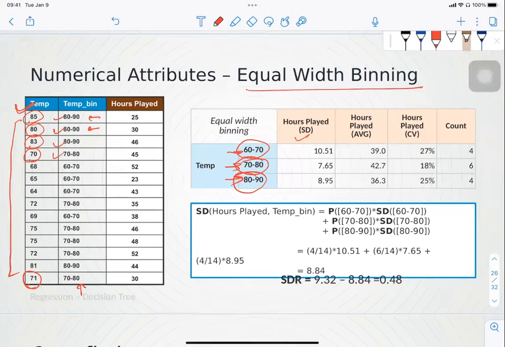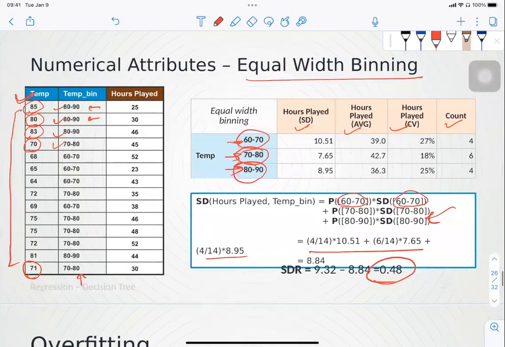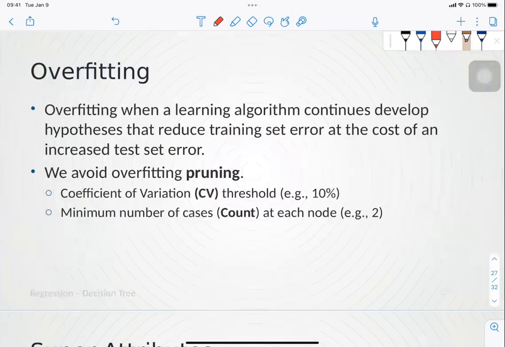So we do standard deviation, average, coefficient of variance, and count, and plug everything here. So instead, now we just have the bins here instead of variables. We plug it the same way, and we get the standard deviation reduction of 0.48. Moving ahead, the other problem as we saw was overfitting.